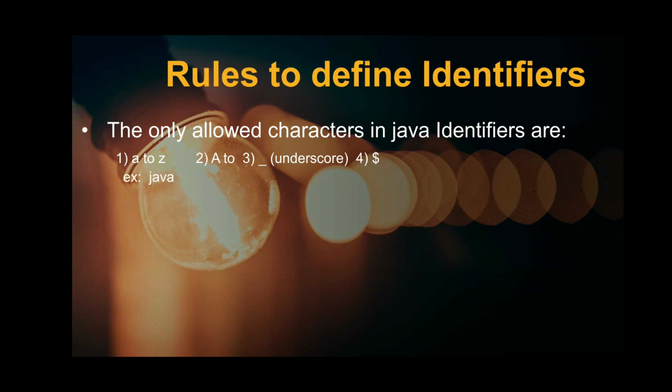We will see some examples. Like Java. Here Java is an identifier. Is it valid or invalid? It's valid. Why? Because here we are using only A to Z characters of small letters. It's valid. Then one more example: core underscore Java. Is it valid or invalid?